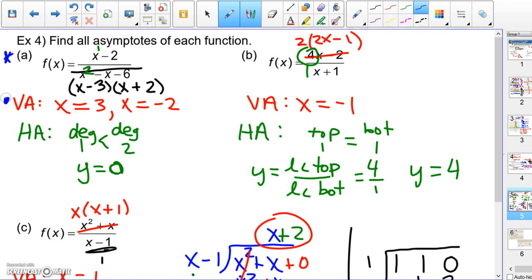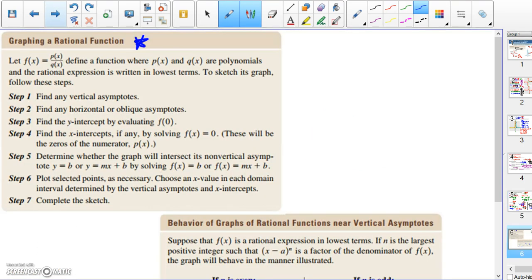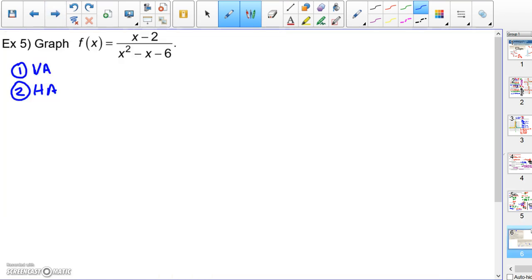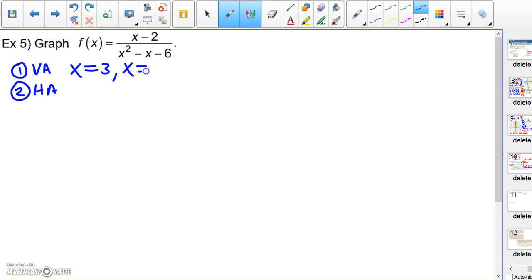So we're looking right here. We've already done this work, so we're not going to do the same work again. Vertical asymptotes, x equals 3 and x equals -2. That comes from factoring the bottom and finding the zeros. Horizontal asymptotes, since the degree of the top is less than the degree of the bottom, there's a horizontal asymptote at y equals 0.